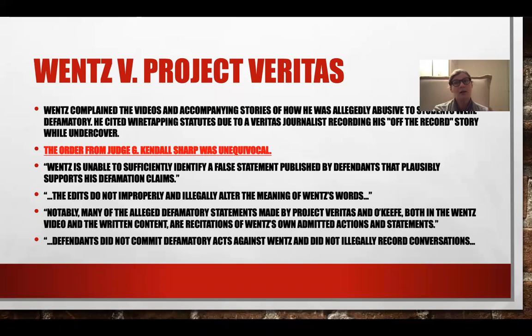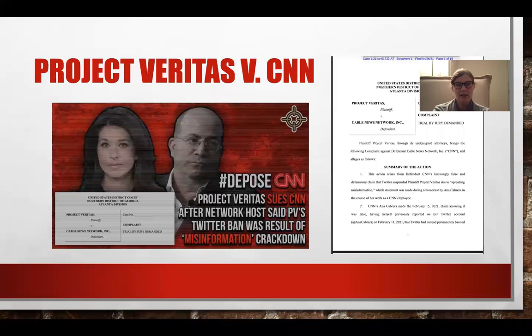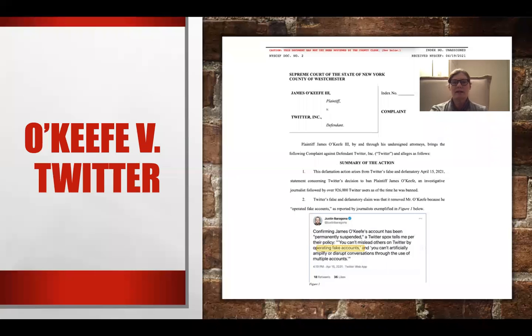And now they are becoming very frequent plaintiffs in some suits against some very big name organizations. Most recently, just about two weeks ago, they filed a lawsuit against CNN because CNN made a comment on James O'Keefe's ban from Twitter. Project Veritas had already been banned from Twitter, and then James O'Keefe was recently banned. So there's this ongoing litigation with CNN, which is based down in the Atlanta U.S. District Court. But then they have two other cases out of New York State Court, Westchester County.